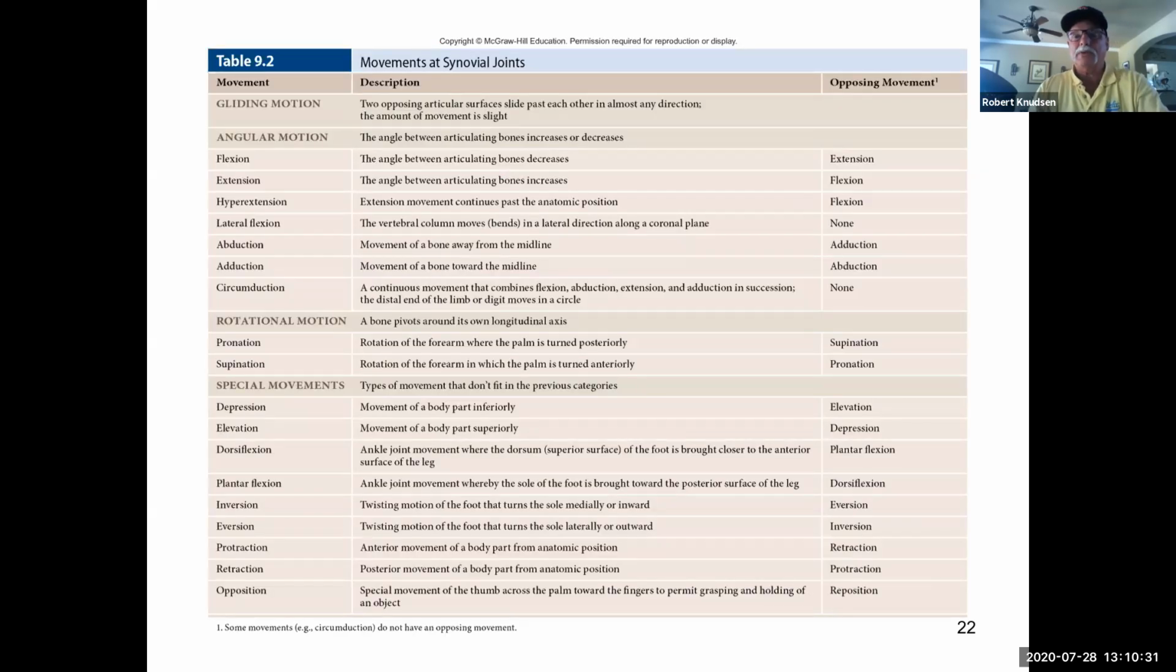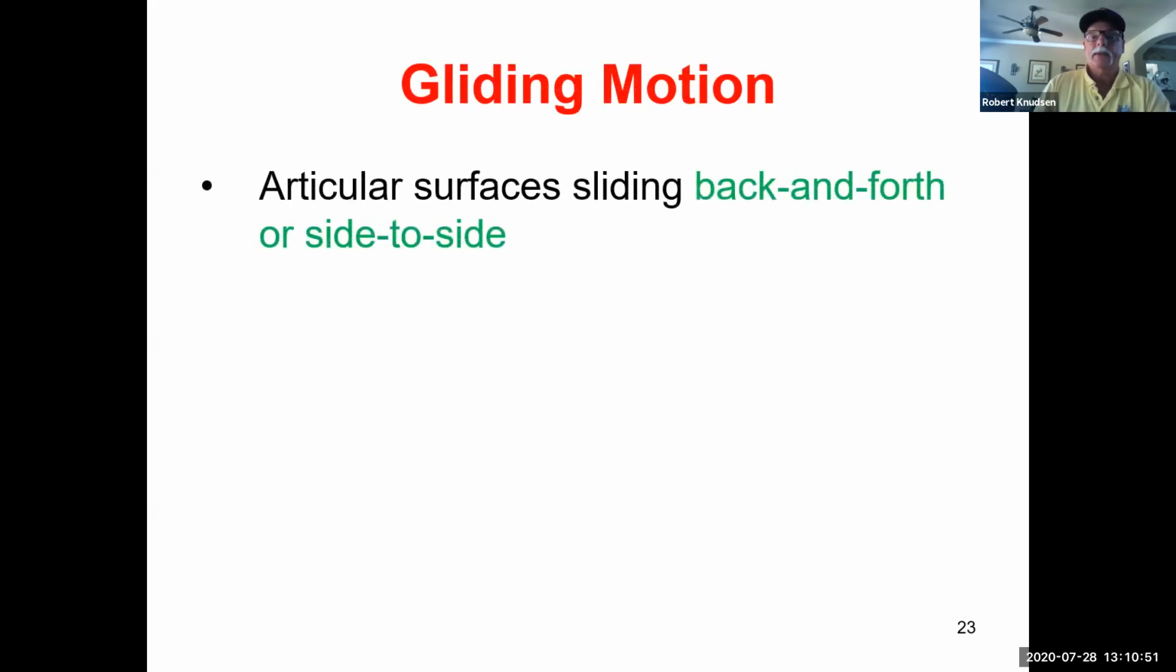Okay, remember those movements we did? Remember those movements where we had Bubba and Bubba's sister and the grandmother and all that stuff? That's what this is. Flexion, and it tells you a definition. We did all those. I did them with pictures. Remember I said we were going to revisit it? Okay. Gliding motion: back and forth, side to side.